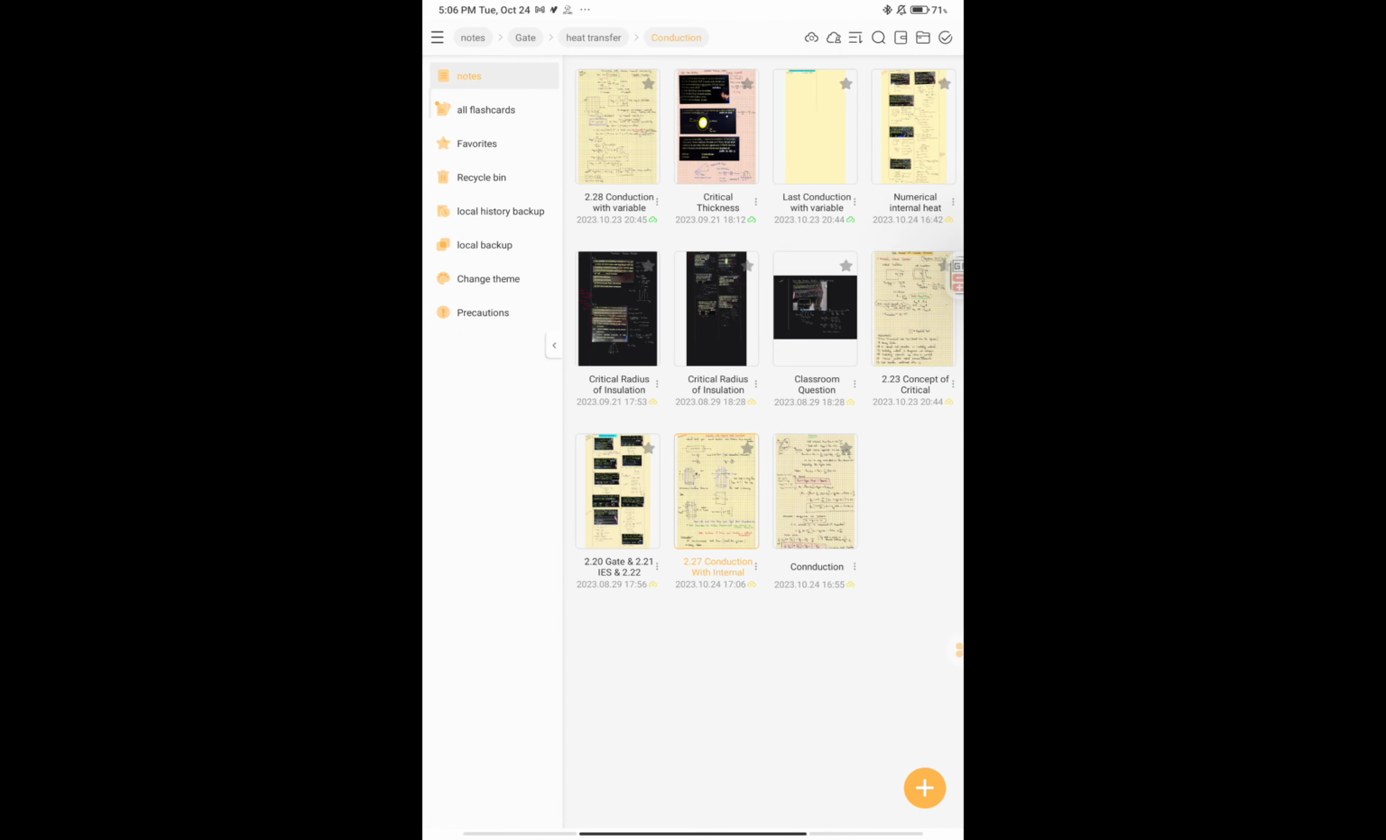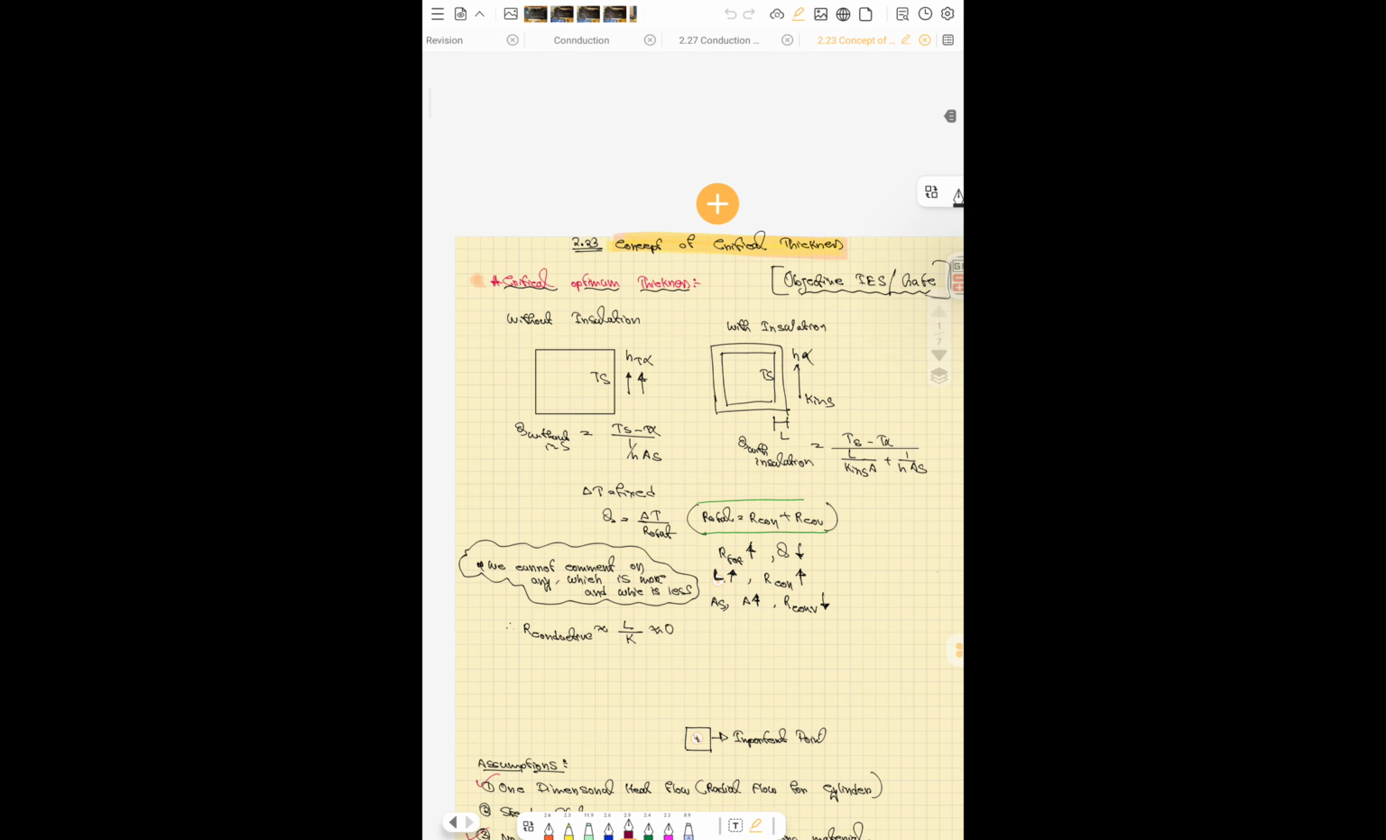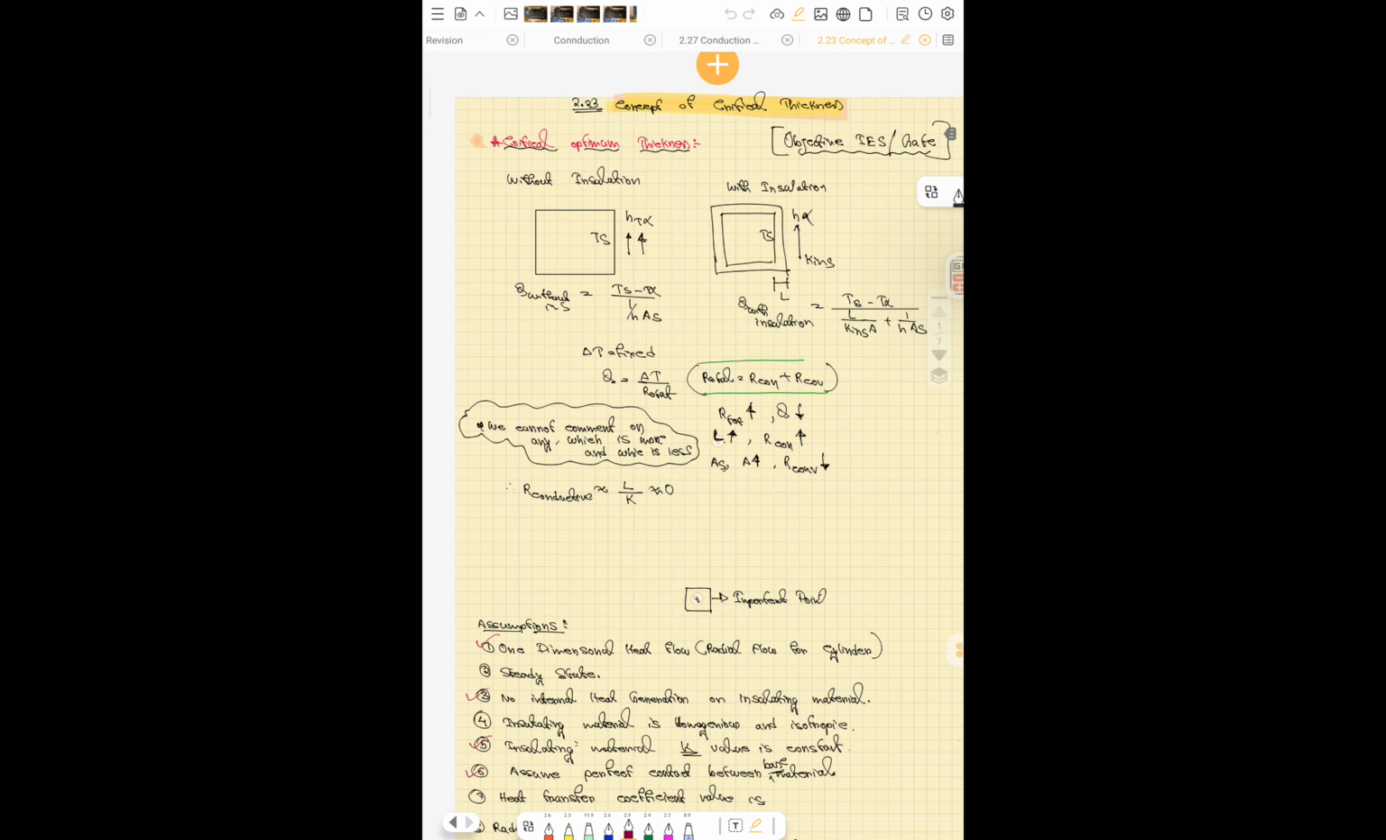Now the next topic is critical thickness of insulation. It is important. Without insulation, there is only convective resistance, and with insulation, the conductive resistance plus the convective resistance are added up to give the total. When it comes to telling which is more, conduction or convection, there is not an easy way to tell. We need to see how it changes with thickness, so we cannot comment on whether conduction or convection is more.